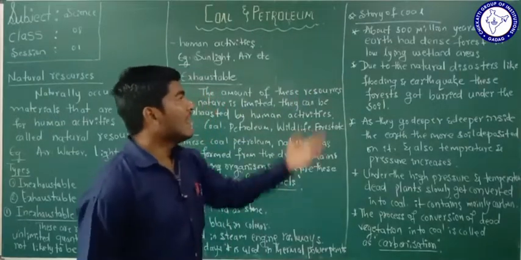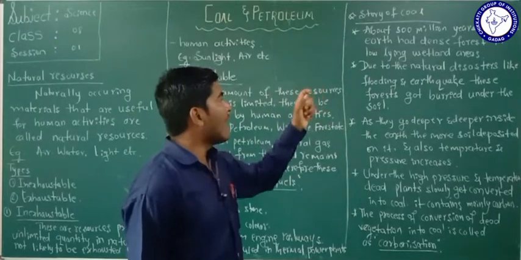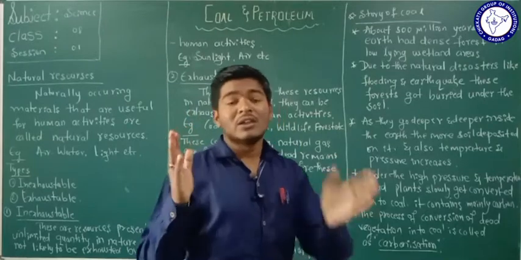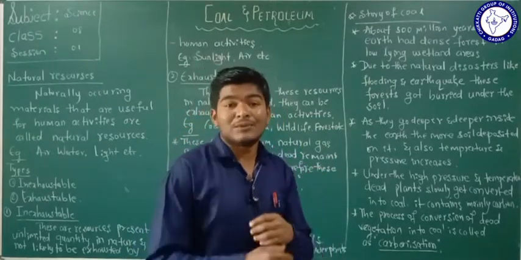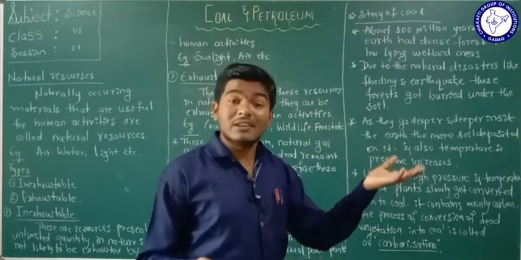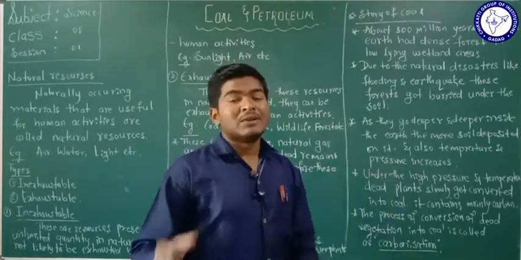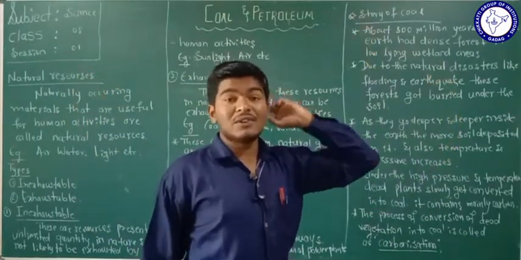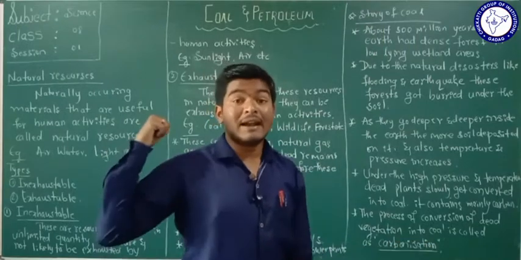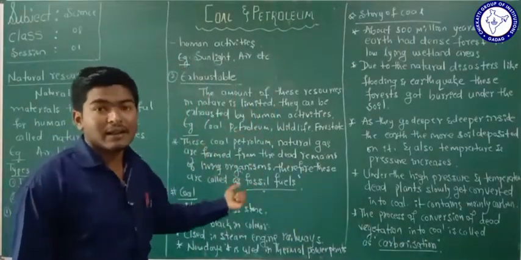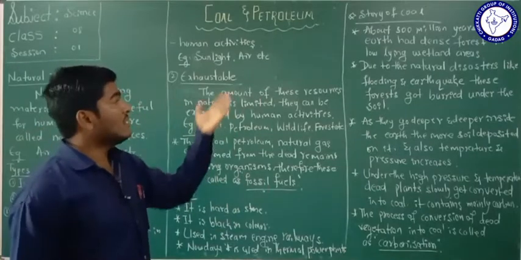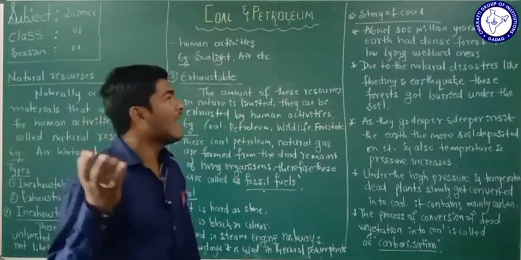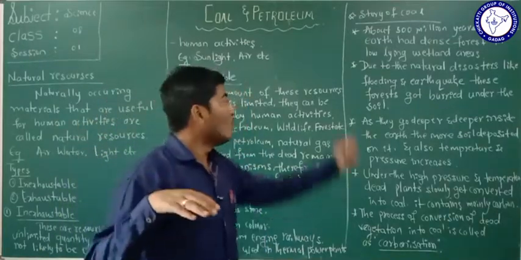But how is coal formed? That will be studied under the story of coal. About 300 million years ago, the earth had a dense forest in a low-lying wetland area. You have to remember here, coal is not formed quickly, not in 2 or 3 days, 2 or 3 months, or 2 or 3 years. To form coal from the dead remains of living organisms takes a very long time.